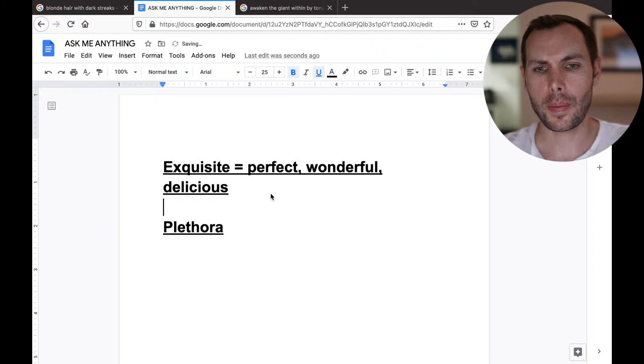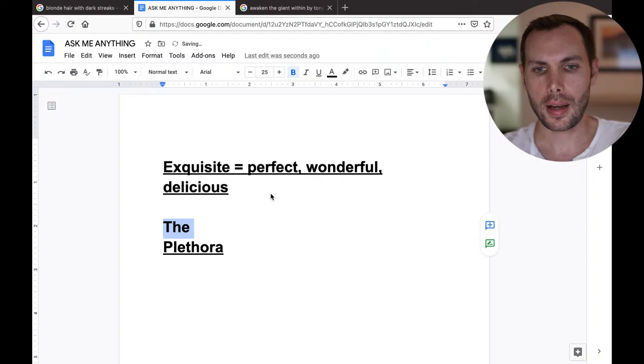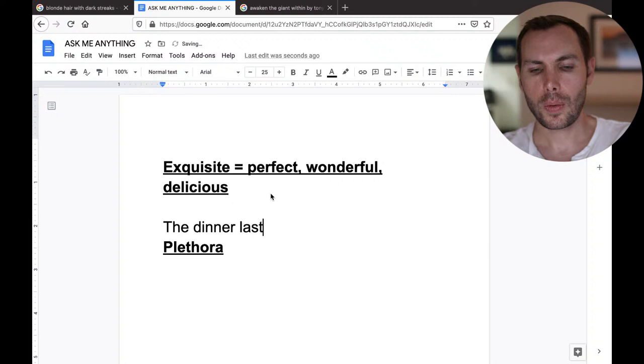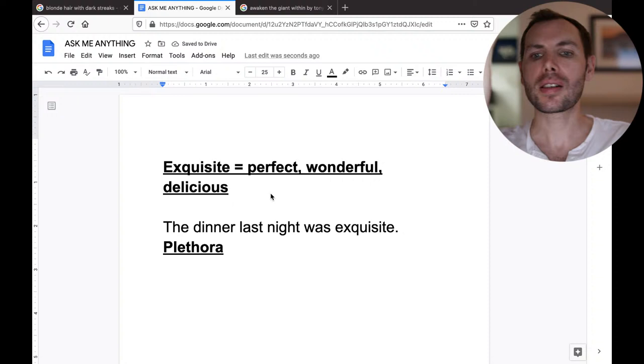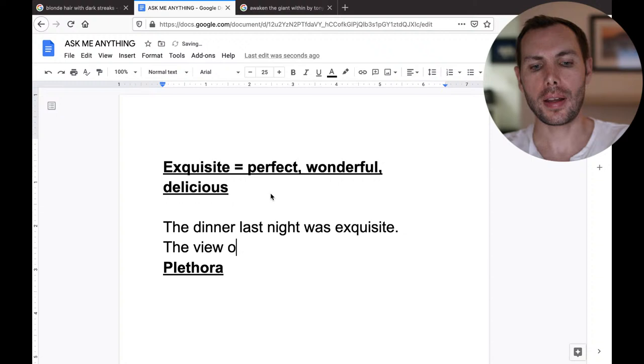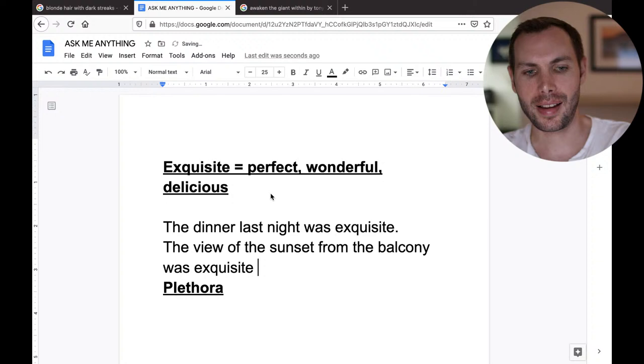Let me remove the underline and the box. The dinner last night was exquisite. It's a tricky one to spell. Exquisite. And you might go like this. Mwah, mwah, exquisite. Or the view of the sunset from the balcony was exquisite. I've chosen a tricky word here. Exquisite. When something is perfect.